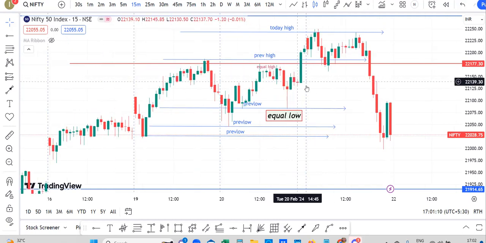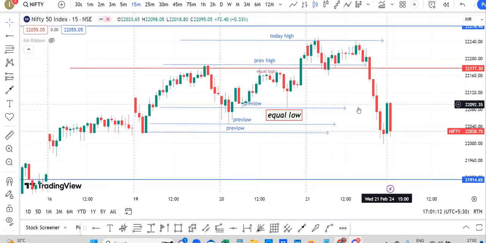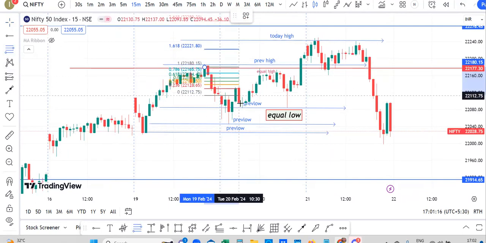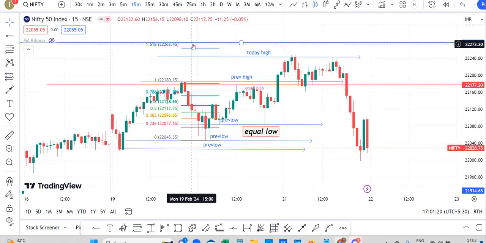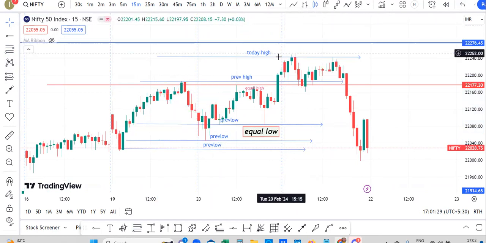The market broke above this level. So the anticipated level was, by applying the Fib tool, I had predicted this is the level the market can go up to, 22,263. I had mentioned it in the video. Let me take out this Fib tool.